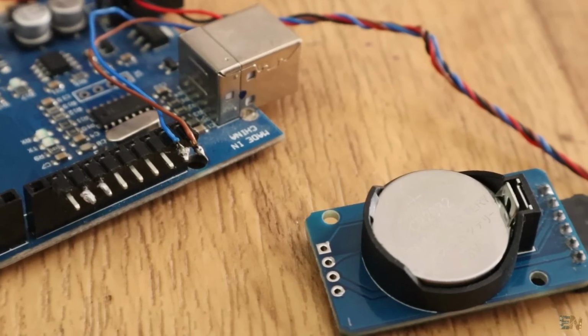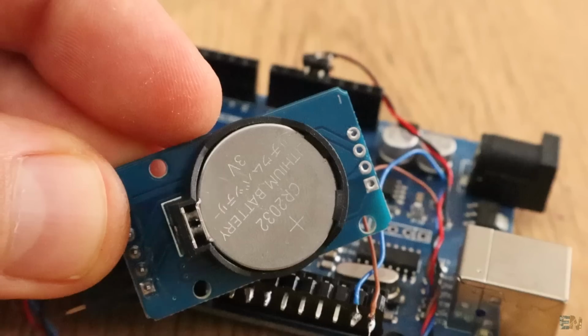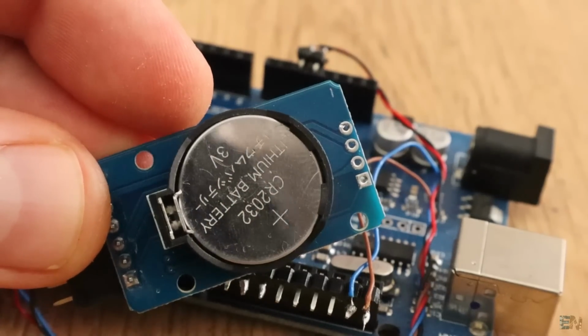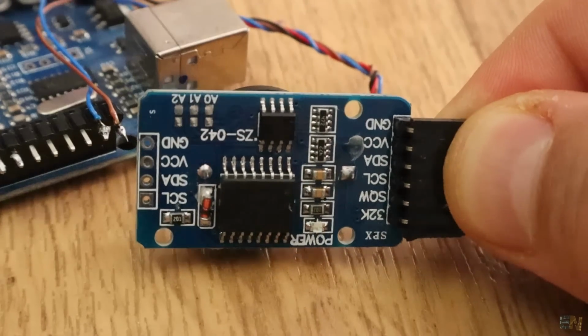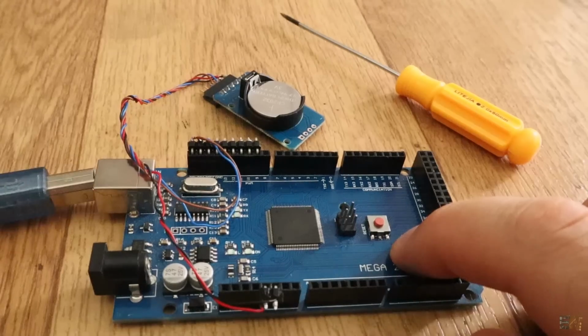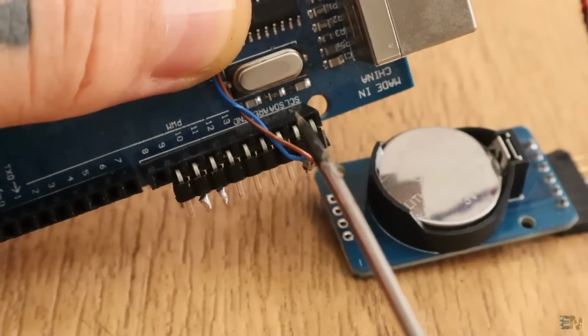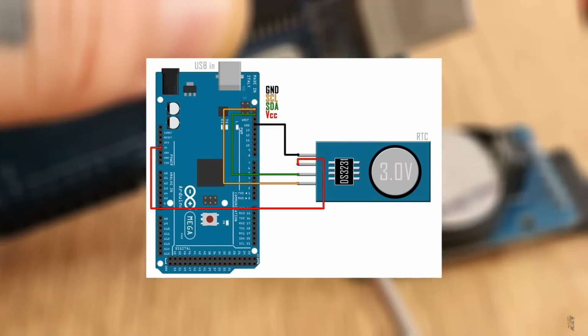Okay, so now let's configure the real-time clock. This module has its own battery, so even when the Arduino is not powered, it will still keep the real-time for more than a year. But first, we have to tell it the real-time. So connect it like this to the Arduino I2C port.